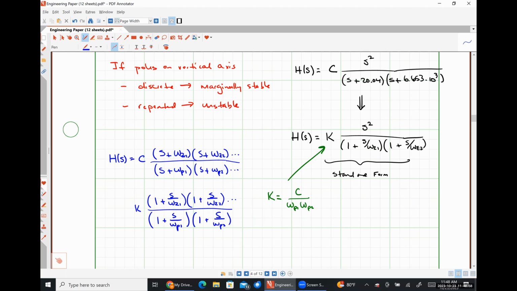You're absolutely correct. Thank you for that. So these shouldn't be Z's in the denominator, they should be P's. Thank you.